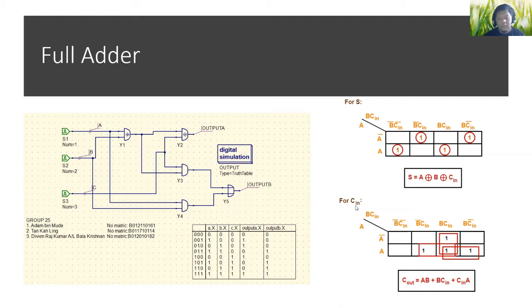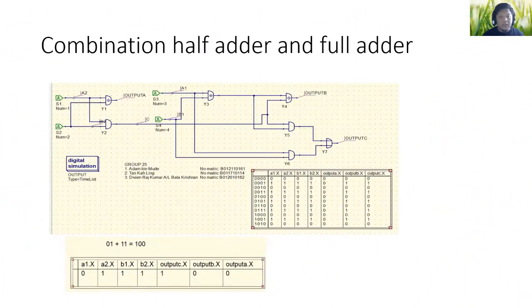For the carry, we use C out. From here, we use output B, so C out equals A times B plus B times C in plus C in times A. So we can substitute.